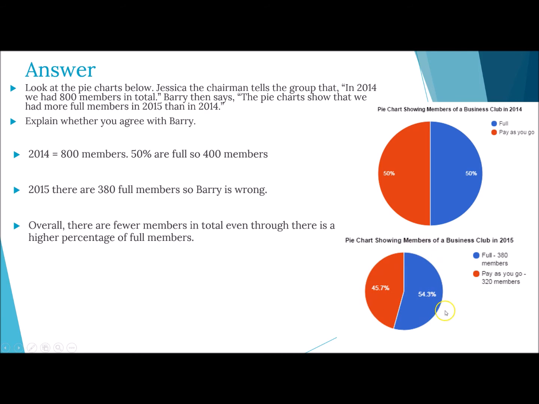So that's just the type of question that could initially catch you out, because by just looking at the pie charts without the numbers, you'd assume there were more full members in 2015 because there's 54% compared to 50%. So if you're doing a comparison question, always check the numbers before you start doing your comparison.